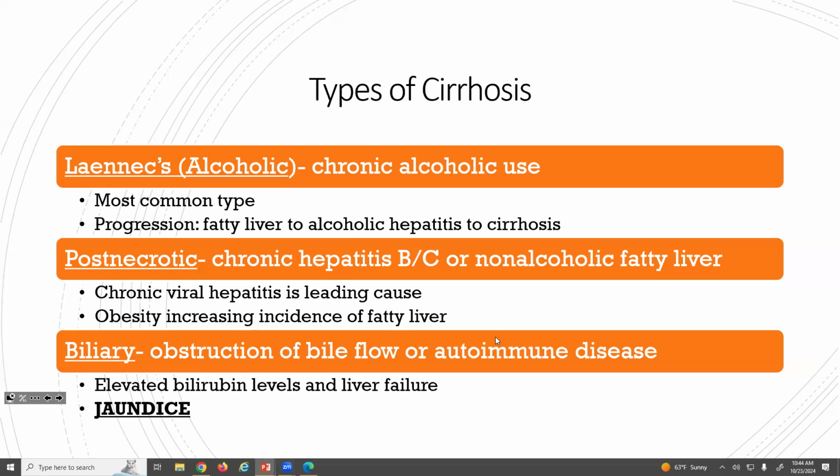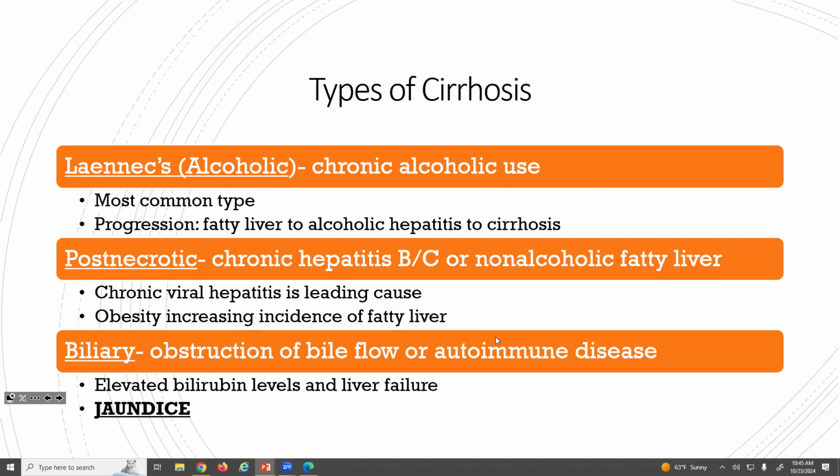Which is very scary because it's like, what did I do? I didn't do anything wrong. But you still could end up with bad things happening, like cirrhosis of your liver. Chronic viral hepatitis is the leading cause of post-necrotic cirrhosis. Or obesity, which increases the incidence of fatty liver disease.